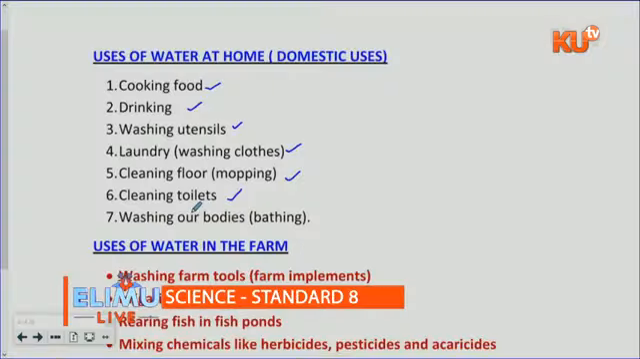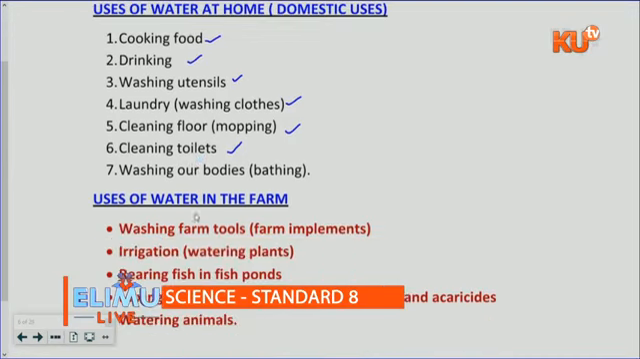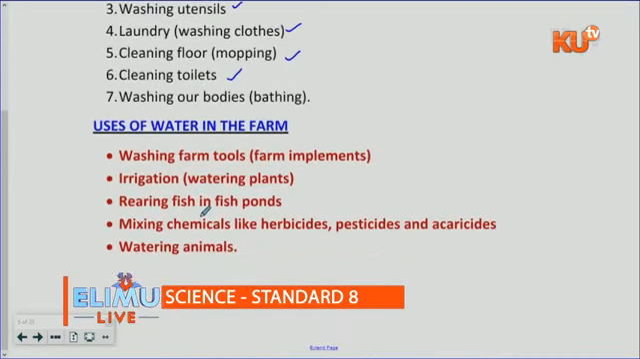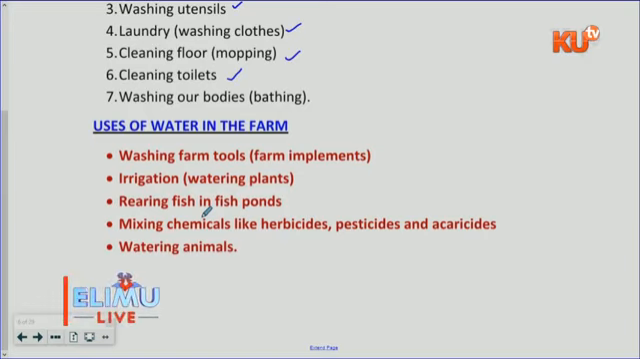The other use of water: in standard 4, we learned about uses of water in the farm. In the farm, or you can even use the word shamba. A farm is where we grow crops. And when you grow crops, there are some things we also need. We need water to do some activities. So water in the farm can be used for washing farm tools. Farm tools are also known as farm implements.